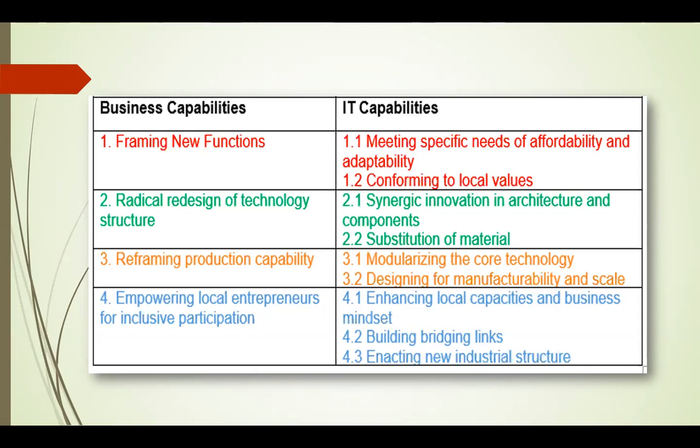So moving on to 4.3, the final IT capability, enacting a new industrial structure. It also links to the business capability of empowerment. This IT capability shows that the leading companies can build on and leverage entrepreneurs to create more appropriate products. The new industrial structure lowers costs throughout the whole industrial chain.